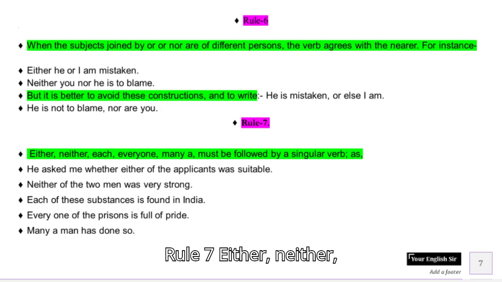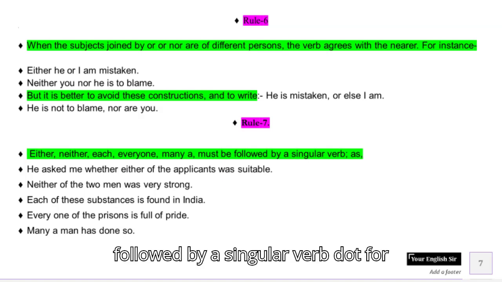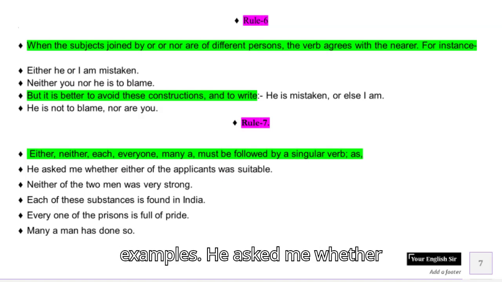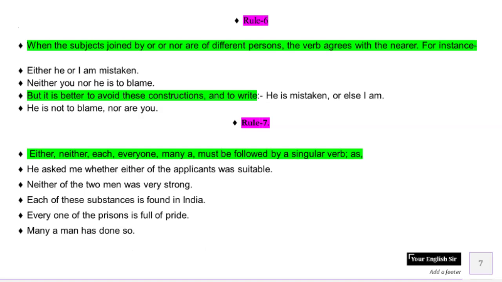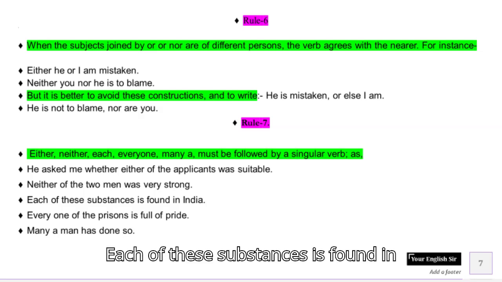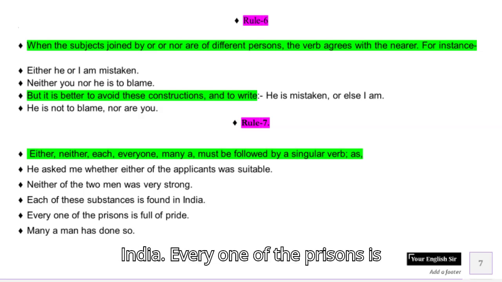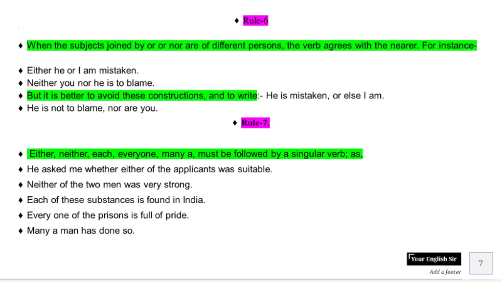Rule 7. Either, neither, each, everyone, many a, must be followed by a singular verb. For examples. He asked me whether either of the applicants was suitable. Neither of the two men was very strong. Each of these substances is found in India. Every one of the prisons is full of pride. Many a man has done so.